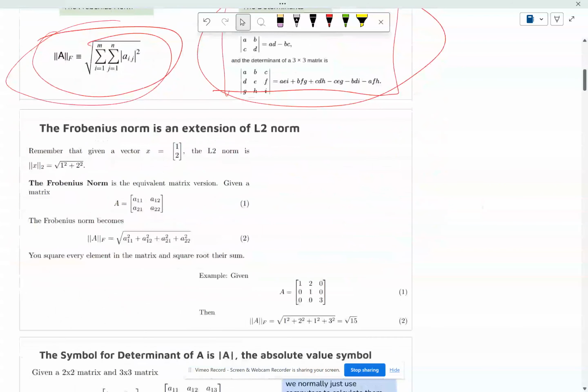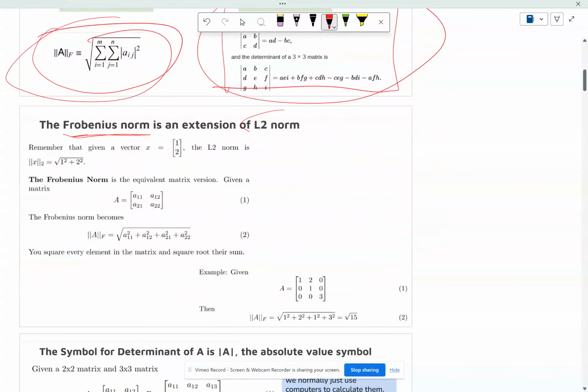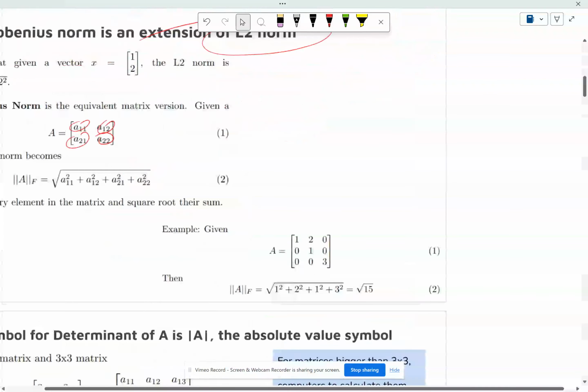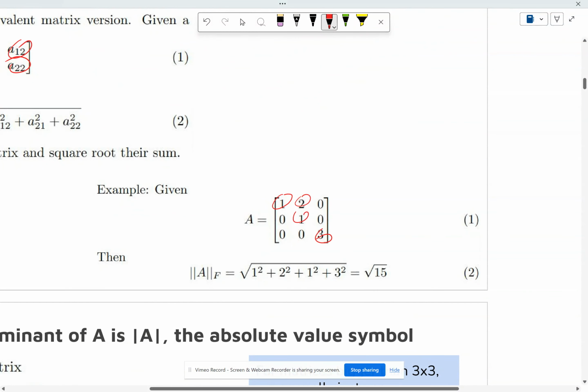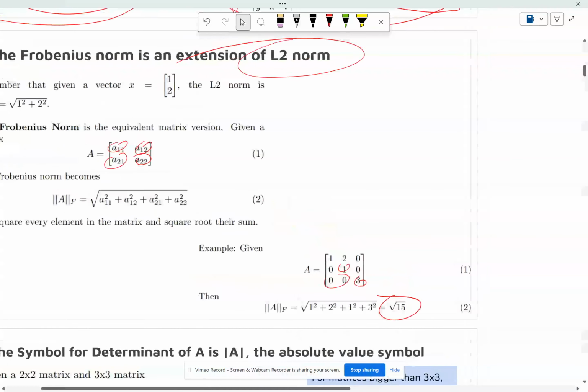Now, the Frobenius norm is very simple. It's essentially the extension of the L2 norm. We previously learned the L2 norm, where if you have 1 and 2, you just take 1 squared, 2 squared, and square root the whole thing. For the Frobenius norm, you just take every element in here, take the square, and take the square root. So here, for example, 1, 2, 1, 3, and everything else is 0. Take the square of them and then take the square root, and that's how we find the Frobenius norm.